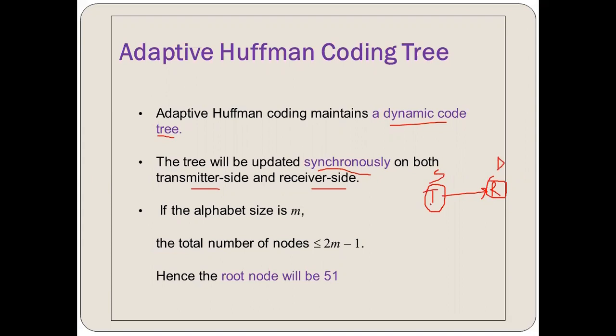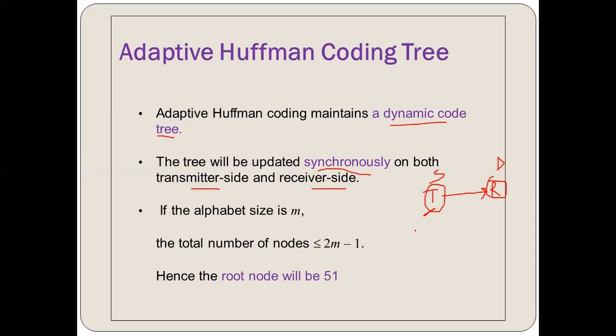So whatever we are doing at the transmitter side, everything will be synchronously updated at the receiver end also. So it is not an asynchronous process, but it is a synchronous process. That means all the updation on the tree will be seen or will be updated synchronously from the transmitter to the receiver end. Now we have this particular terminology, that is in a tree.